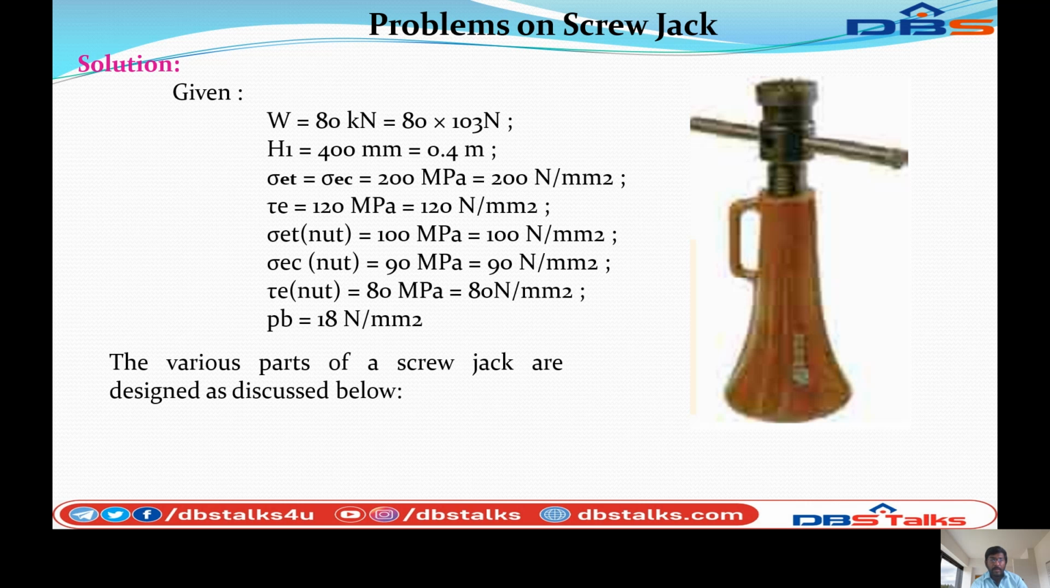So you can calculate the problem. So we can design it one by one. So we can draw the diagram also. So this is the diagram representation of the screw jack.